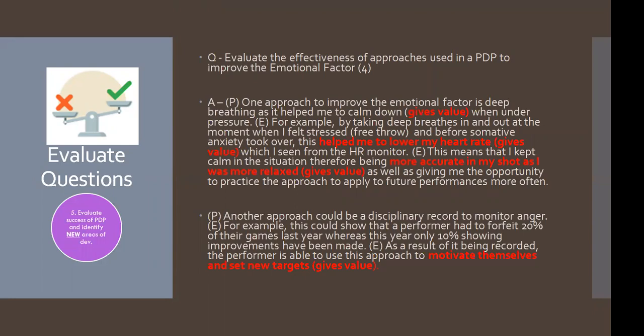Okay, so question and answer here. Evaluate the effectiveness of approaches using a PDP to improve the emotional factor. So one approach to improve the emotional factor is deep breathing. Now, this first answer is really detailed. You might say it's probably too much, but I think where we go down the line of keep asking the kids, so what does that mean? What we do have to be careful of is this top answer may be too much, or it may be just enough for some person.